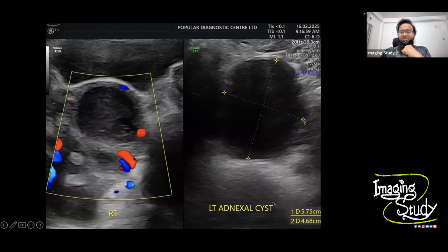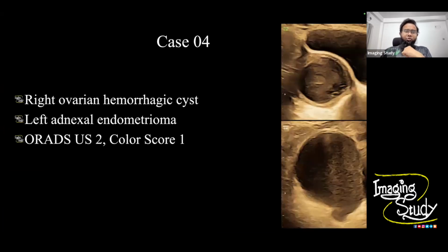So this is the left adnexal one. This is also less than 10 centimeters, so we want to go for the O-RADS 2. So we saw a right ovarian hemorrhagic cyst and the left adnexal endometrioma. We're not happy with the hemorrhagic one, and yeah, we want to go for a follow-up in this patient. So there's an O-RADS 2 and color score of 1.